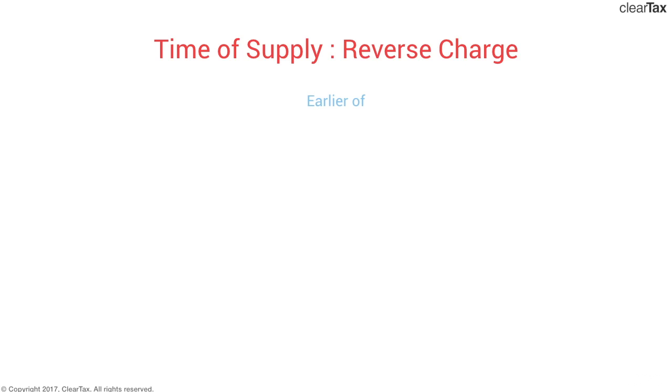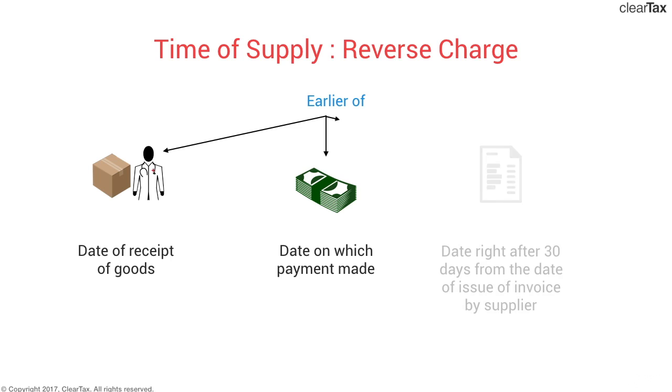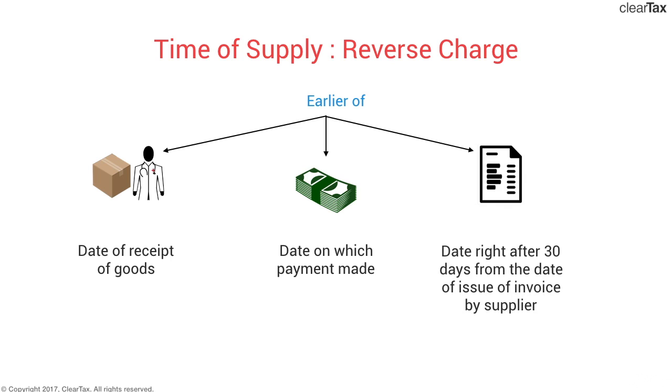The time of supply under reverse charge for supply of goods would be the earlier of the date of receipt of goods, the date on which the payment has been made by the recipient, or the date right after 30 days from the date of issue of invoice by the supplier.